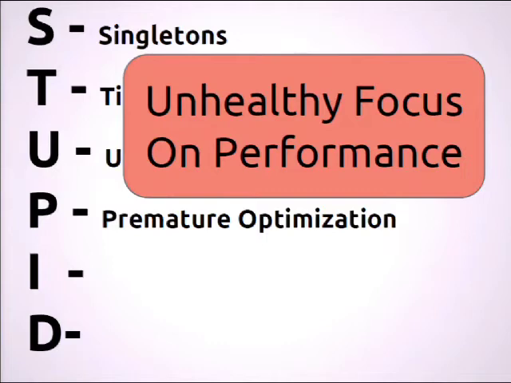So, premature optimization: an unhealthy focus on performance. Imagine, if you will, you own a motorcycle shop. And I come into your shop and I say, I want you to build me a custom fast motorcycle. And you go in your back and say, he wants a fast motorcycle, so let me get the most powerful engine I can and stick it on two wheels.